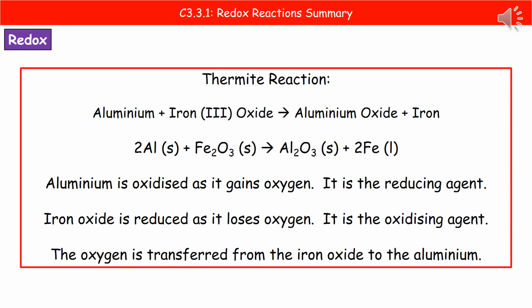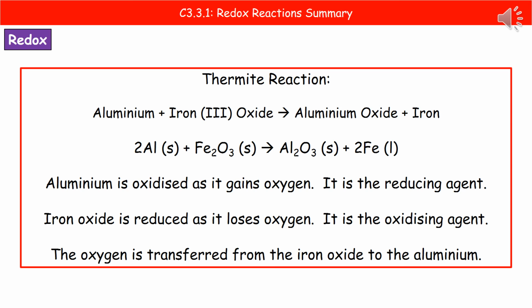If we look at our iron oxide though, we start off with iron joined with oxygen as our reactant, and then in our product we just have iron on its own. So the iron oxide has been reduced because it's lost oxygen, and that means it's acting as the oxidizing agent.